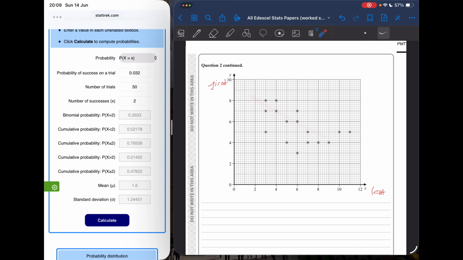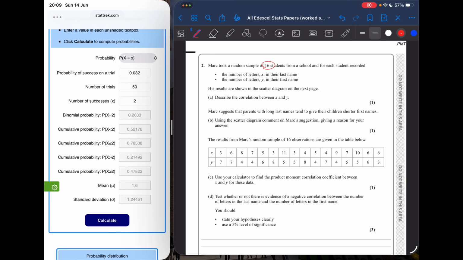Initial observations, it looks like it's going down. Not too much, but it's definitely going down. Let's do something like that to keep a mark of it. Nice, that looks good. It's going down, so it's negative correlation. Spot on. Mark suggests that parents with long last names tend to give their children shorter first names. Comment on Mark's suggestion, giving a reason for your answer.